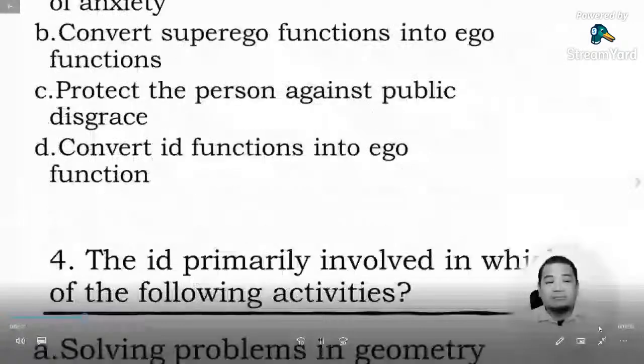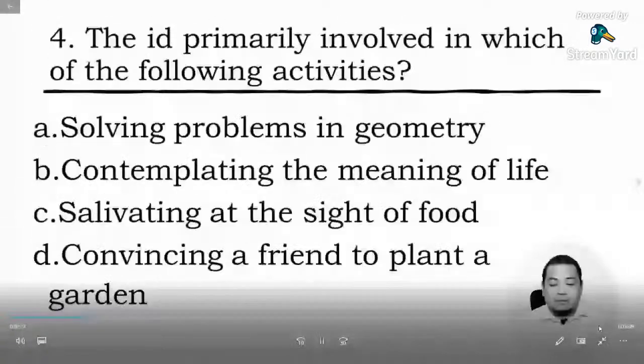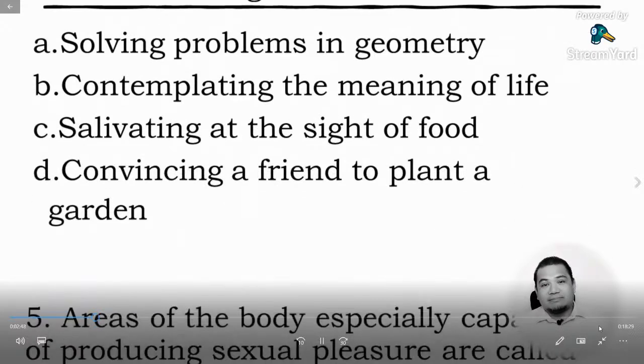Number 4. The id is primarily involved in which of the following activities? A. Solving problems in geometry. B. Contemplating the meaning of life. C. Salivating at the sight of food. Or D. Convincing a friend to plant a garden.